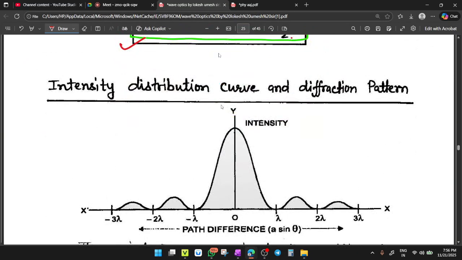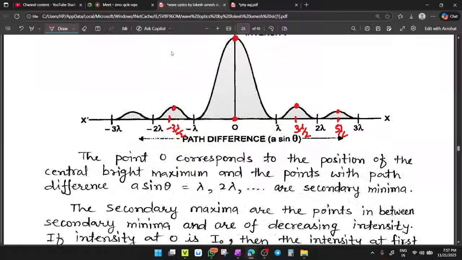Now talking about the intensity distribution, the intensity at the center is maximum. Okay, at the center the intensity is maximum. Then again, this is 3 lambda by 2, and here it is minus 3 lambda by 2. Again you will have your first secondary maxima, then at 5 lambda by 2 you will have your second secondary maxima. Clear or not clear?